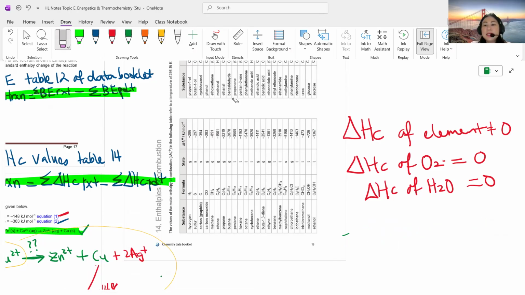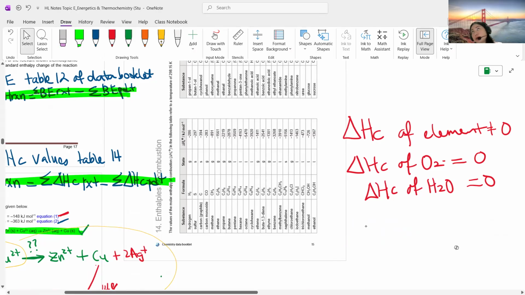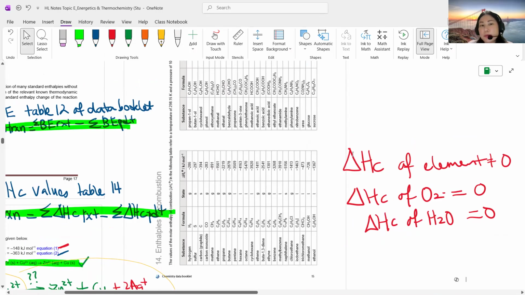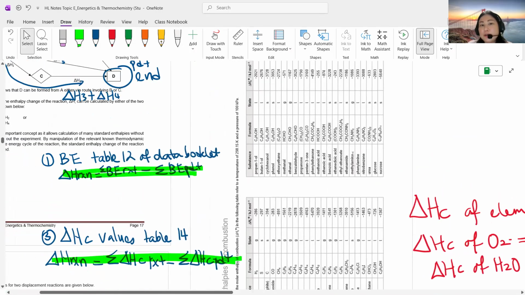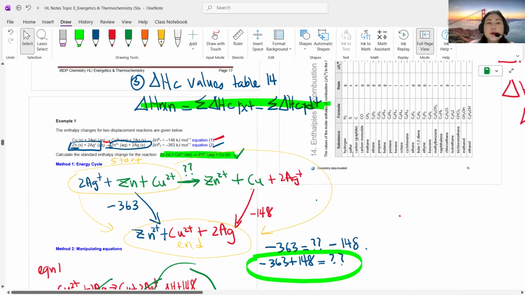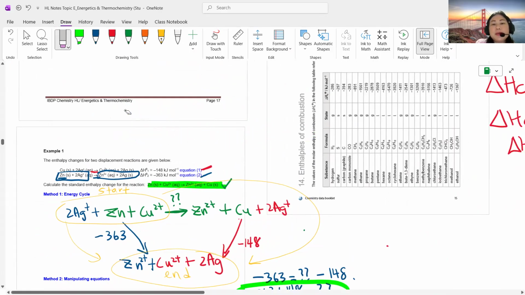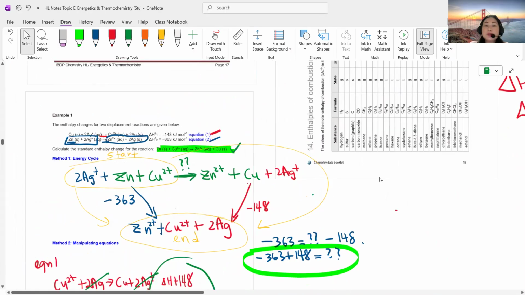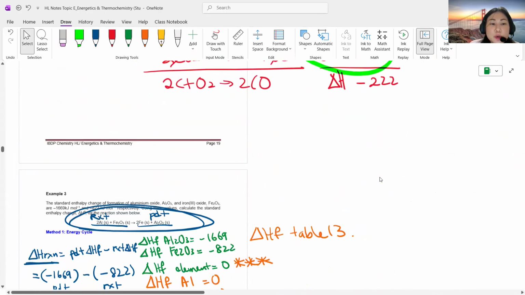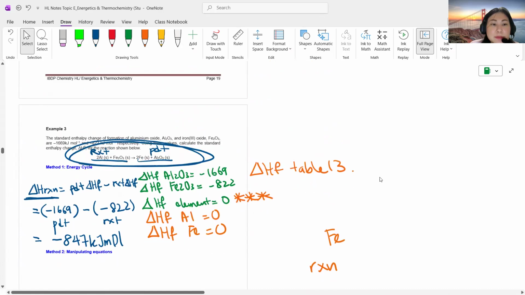So basically, you can't burn oxygen, you can't burn water. Most other things you can burn, you can combust, so they should have a value. If I'm using method 3, then I'll be using values from table 14, and my formula will be reactants minus products. Let me show you an example.